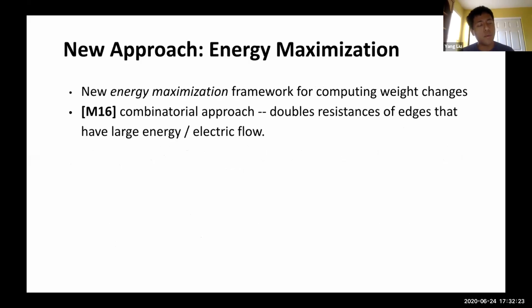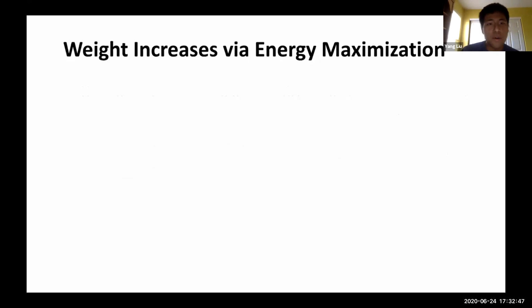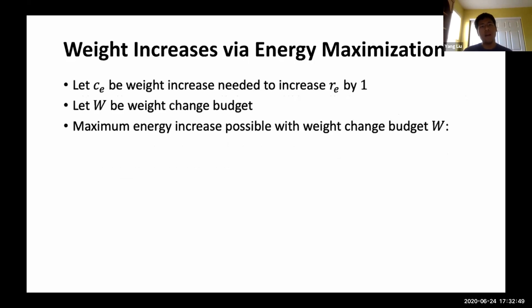The way that the weight changes were done in Madry 2016 was you kind of combinatorially double the resistances, or increase the weights of edges that have large electric flow. Instead, in our work, we're just going to solve a one-shot optimization problem, which we call an energy maximization problem, to solve for the weights. And on the next slide, I'm going to describe what the energy maximization problem is. It's kind of what it sounds like. For every edge, you have a cost c_e, and you have a total weight budget I'm willing to spend.